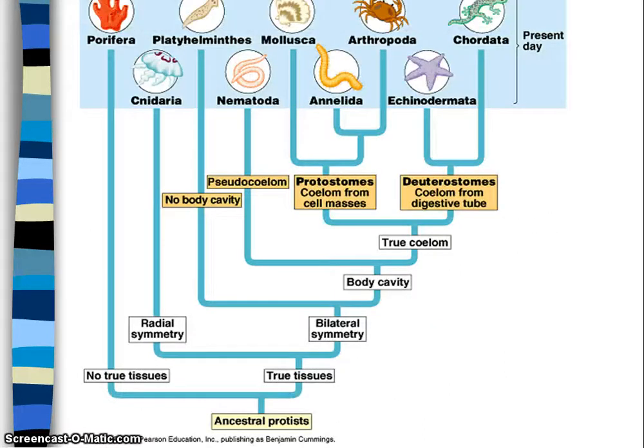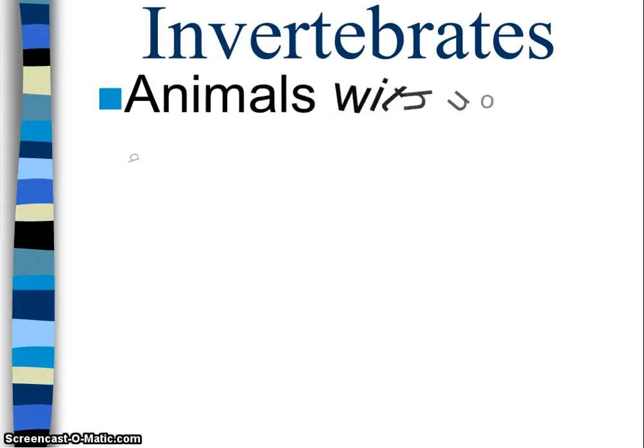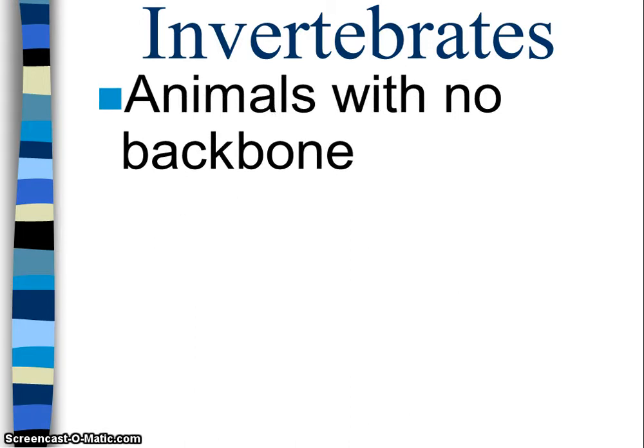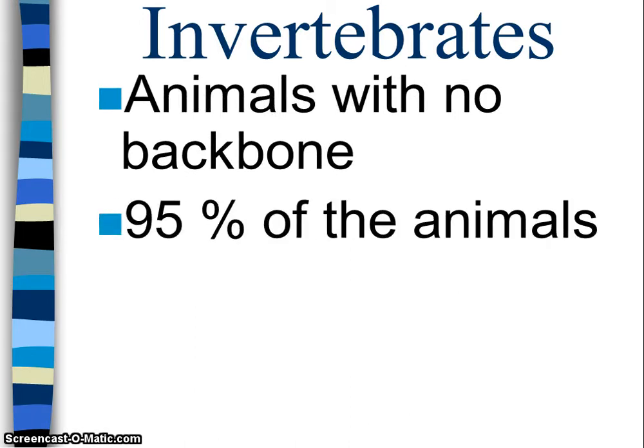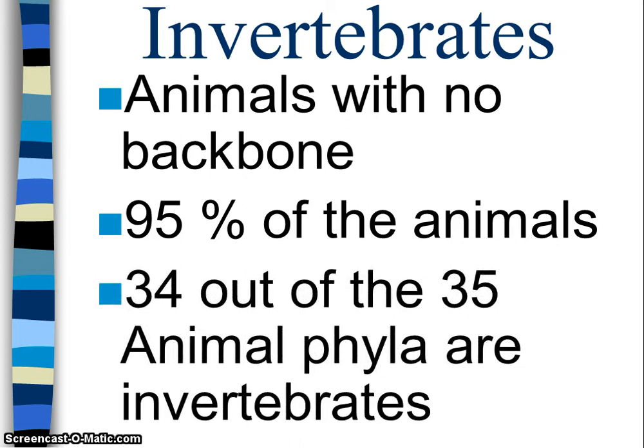And this is just showing you the different phyla that we will be discussing in the animal kingdom. So we're going to focus in on invertebrates first, and then we'll talk about vertebrates, or the chordates. Invertebrates are animals that do not have a backbone. 95% of the animals are invertebrates. So 34 out of the 35 animal phyla are invertebrates, and we'll be talking about them next.